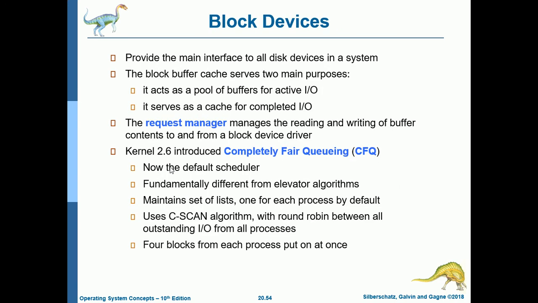Okay, first we have the block devices. They provide the main interface to all disk devices in a system. The block buffer cache serves two main purposes. First, it acts as a pool of buffers for active I/O, and it also serves as a cache for completed I/O. The request manager manages the reading and writing of buffer contents to and from a block device driver.